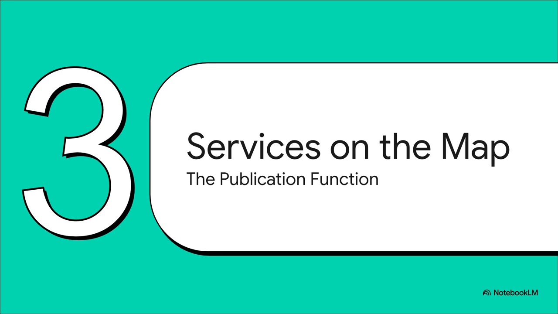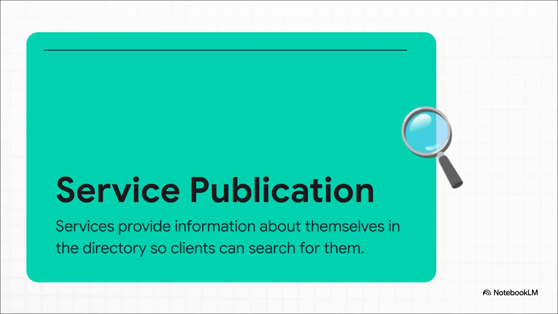Right, but that begs the question, how does the librarian know where everything is to begin with? And that brings us to AD's second core job, publication. This is all about how services and resources announce themselves and get themselves put into the catalog in the first place. Service publication is kind of like a new printer or a new piece of software raising its hand and saying, "Excuse me, Mr. Librarian, I'm new here. I'm a high-speed scanner. You can find me at this network address, and here's a list of all the cool things I can do." It publishes its details so that everyone else can find it later when they need it.